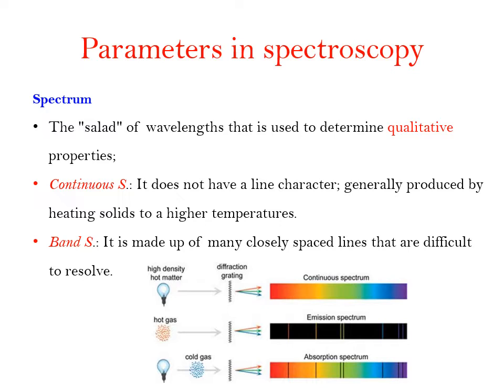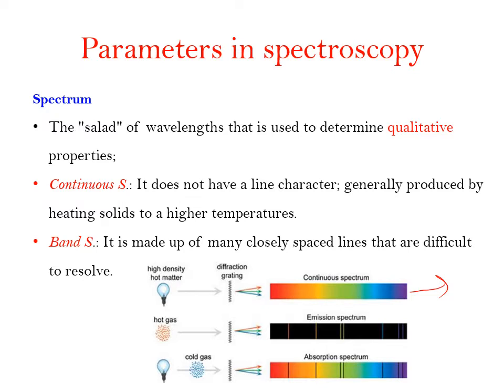So how do you generate a spectrum? Now we have seen how to calculate the concentration and how to calculate the transmittance and the absorbance. A spectrum, there are two kinds of spectrums, continuous and band. Spectrum is just a slice of wavelengths that is used to determine qualitative properties. So the spectrum of an incandescent solid is continuous because all wavelengths are present. Continuous spectrum.